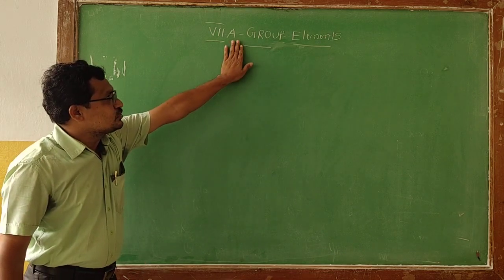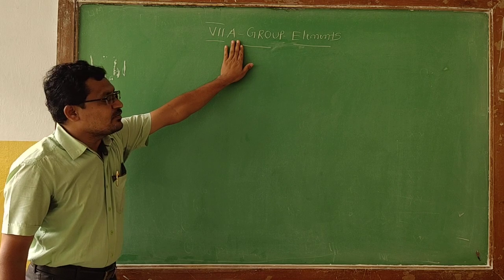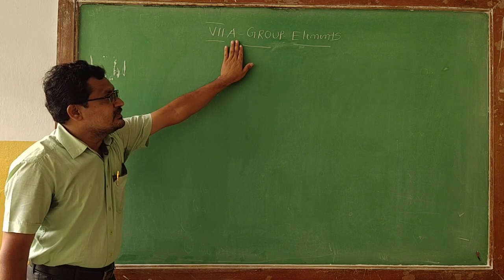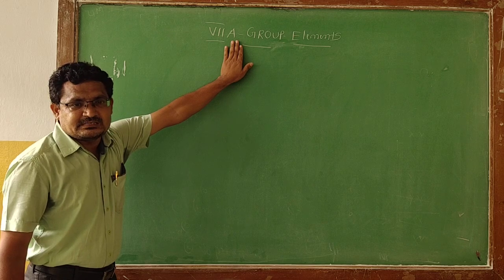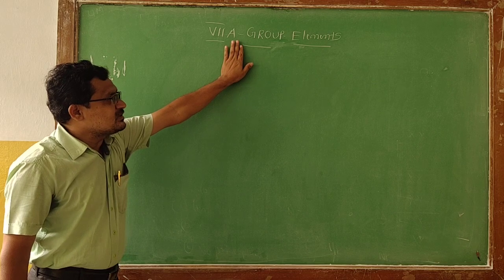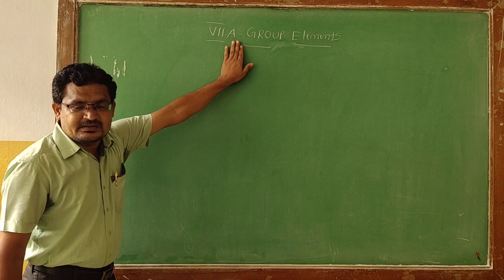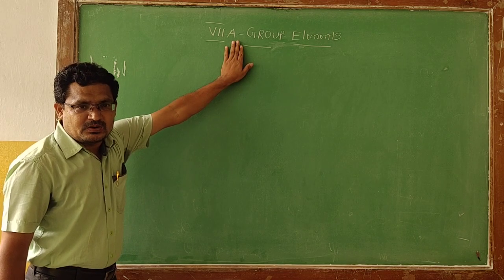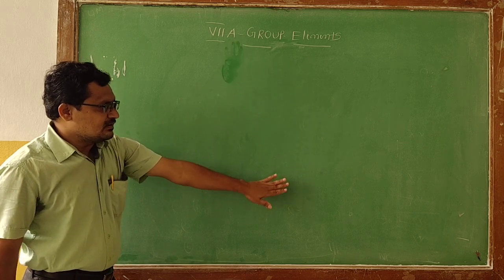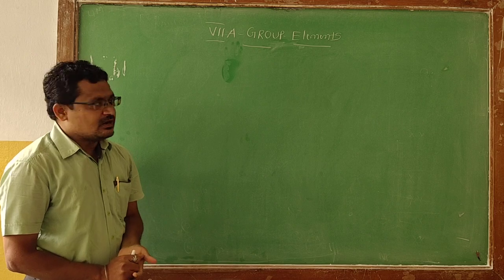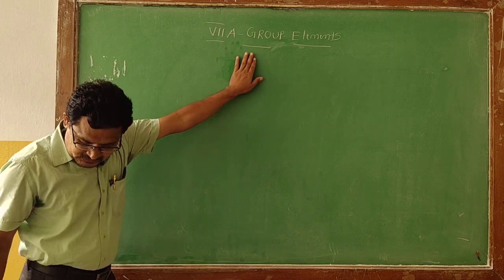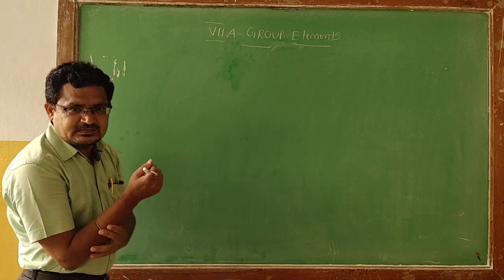We have already discussed the 8th group elements. Today we discuss the 7th group elements. In this chapter we will discuss 2, or maximum 3, classes. This is also a very important chapter, and you have to write running notes.